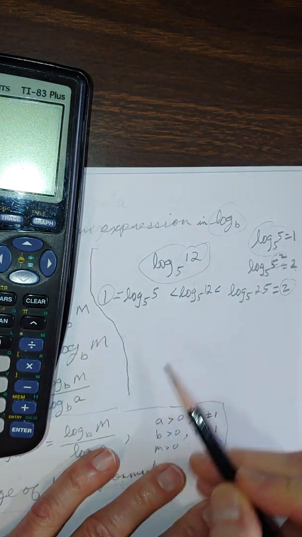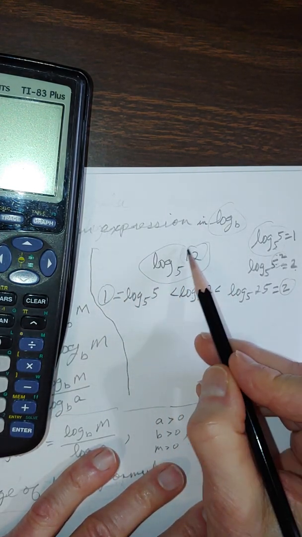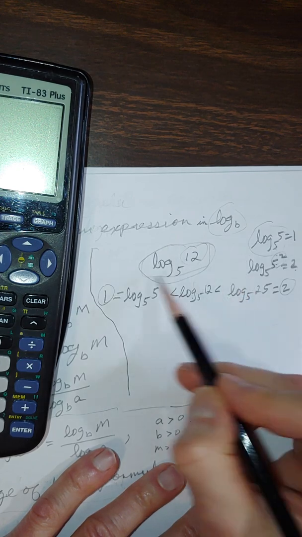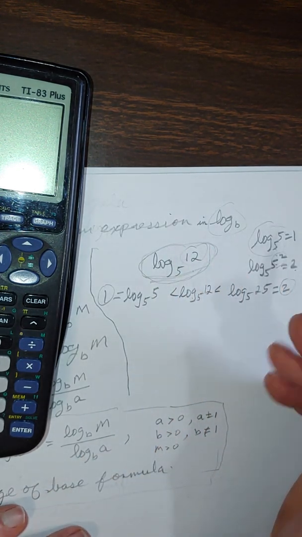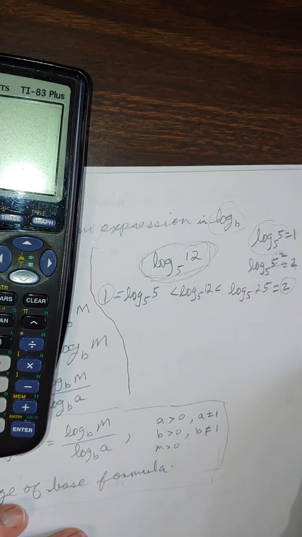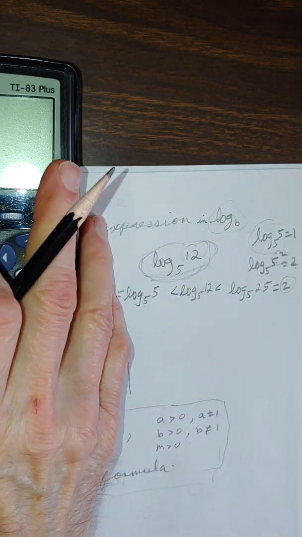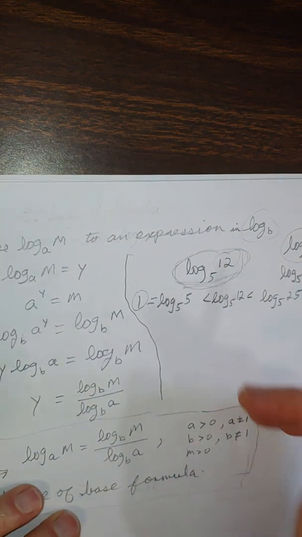How could I actually get a better approximation of this? This is the exact answer, like I told you. But in decimal form, it's an irrational number. We can't write it exactly in decimal form, but we can approximate it. So I'm going to show you how to use your calculator to do that. But first, we have to develop some kind of formula.